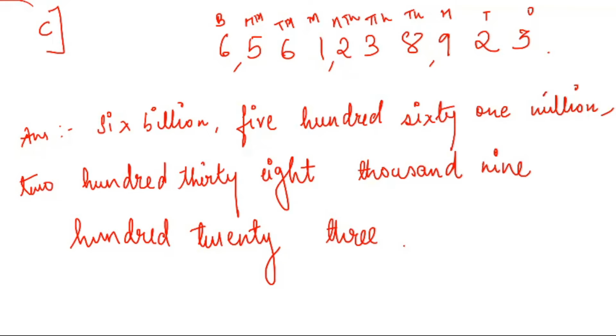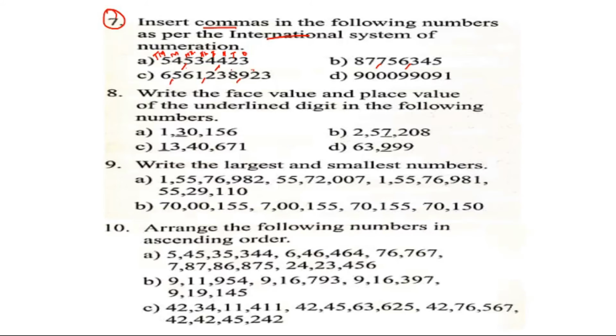Next, again this one, 1 2 3, 1 2 3, and it's 900 million, 99,091. Okay, now next is question number 8.